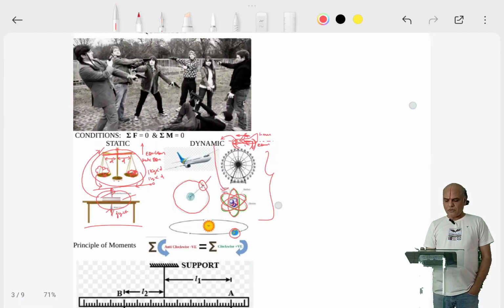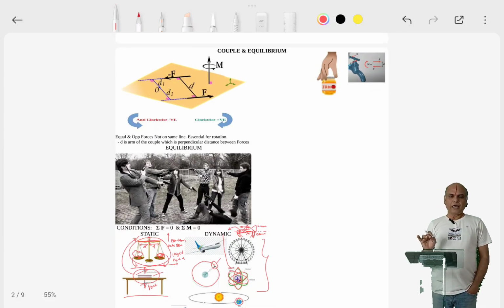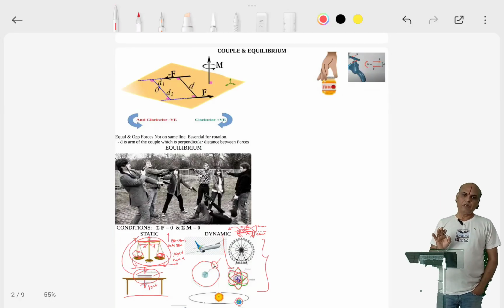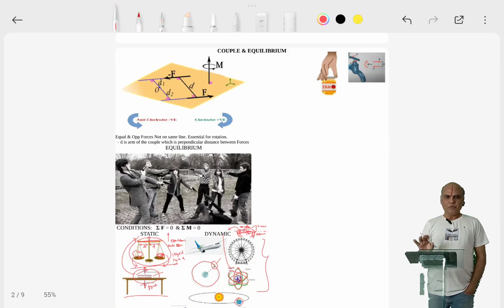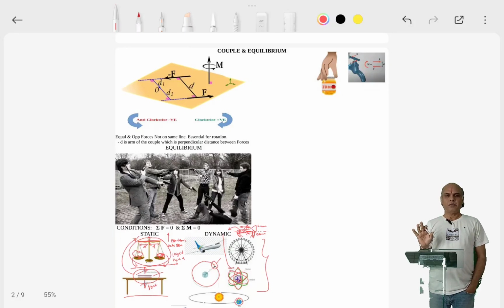Okay, clear? So we understand what equilibrium is now. Equilibrium is under the action of several forces. If a body doesn't change its state of rest or state of motion, then it is said to be in equilibrium. Equilibrium is of two types: static equilibrium or dynamic equilibrium. When a body is in equilibrium, the principle of moments arises, that is, the algebraic sum of all the moments should be equal to 0, or the sum of clockwise moments should be equal to the sum of anti-clockwise moments. And the first necessary condition is that the resultant of all forces acting on the body should be 0.